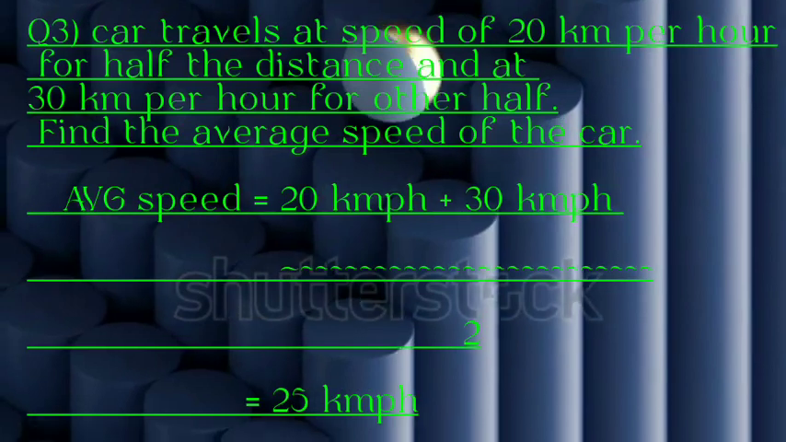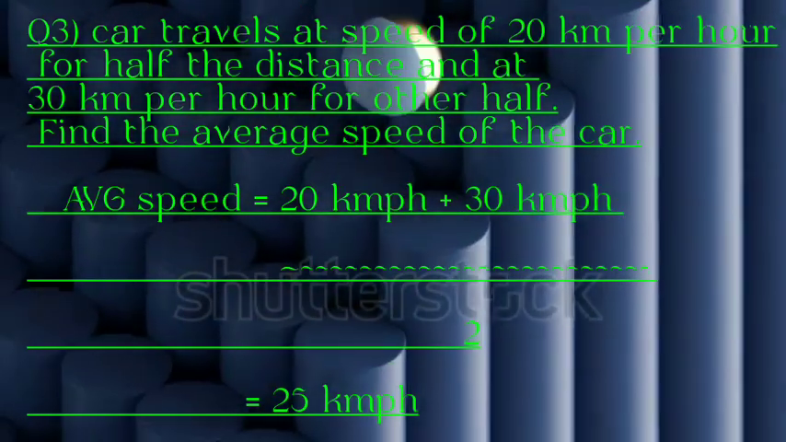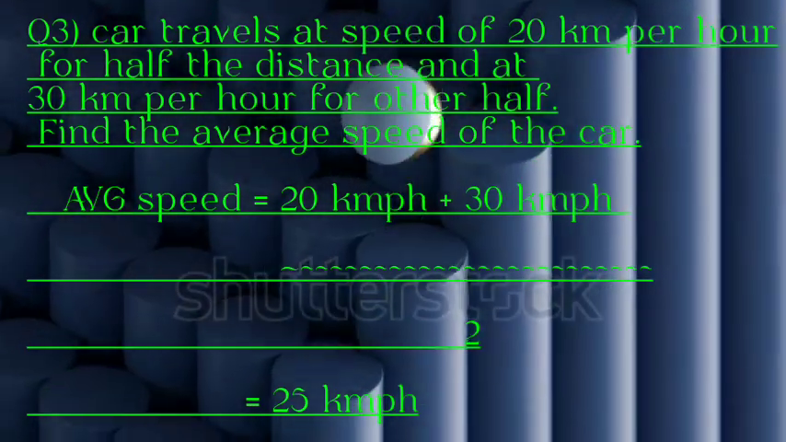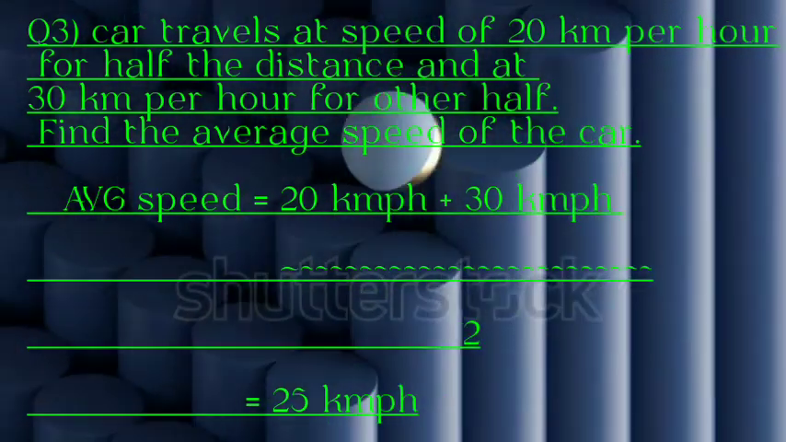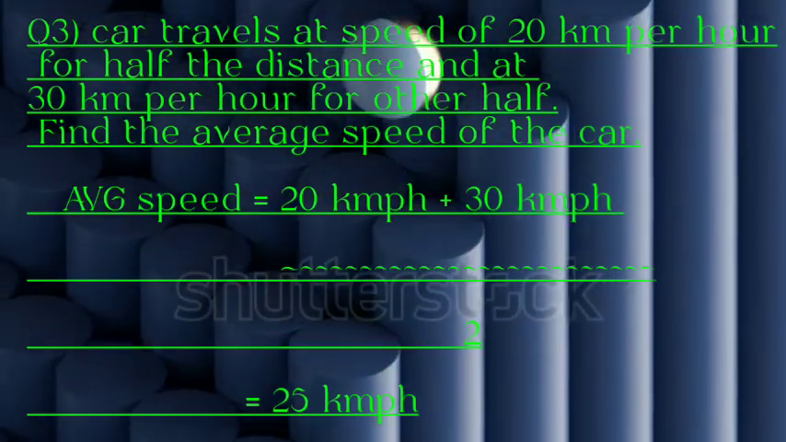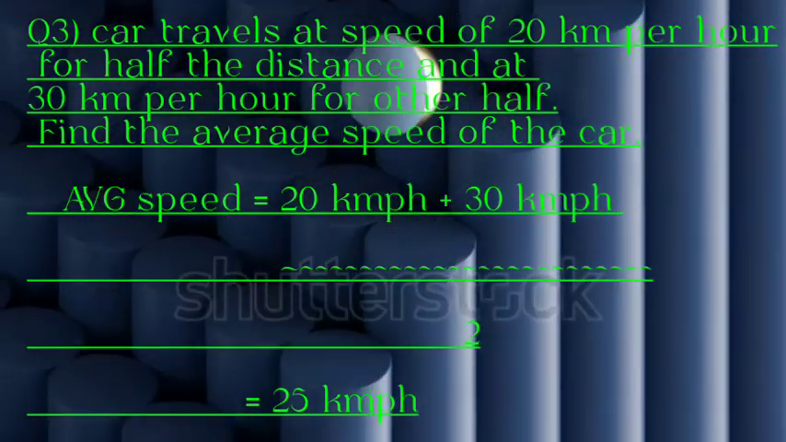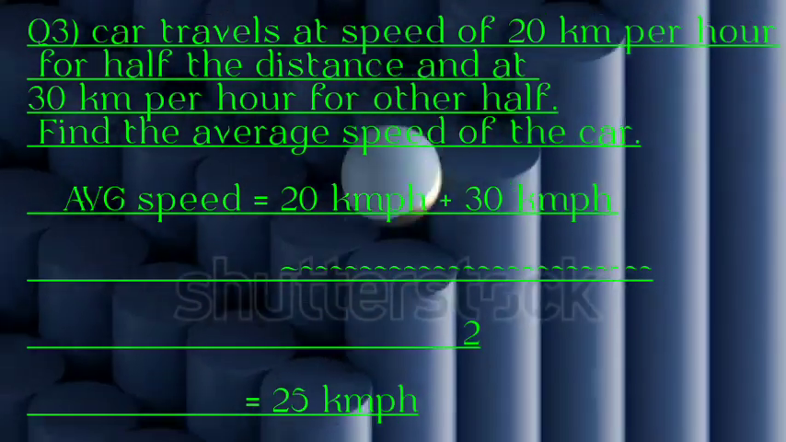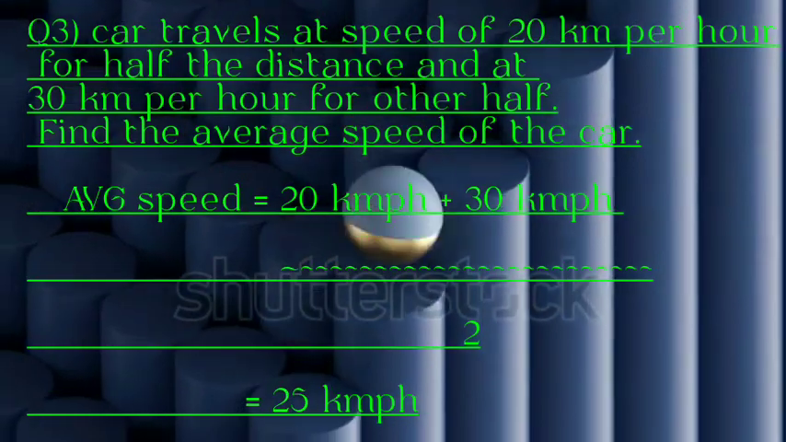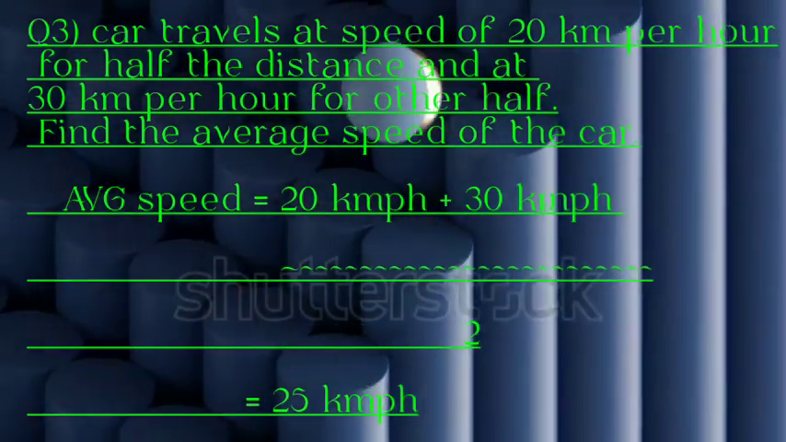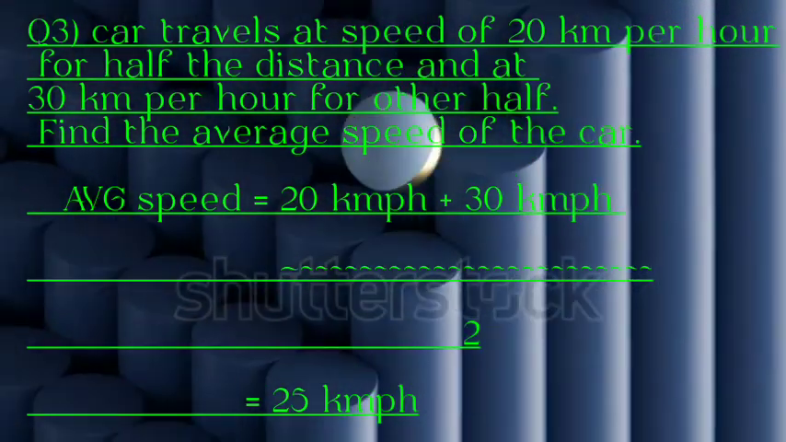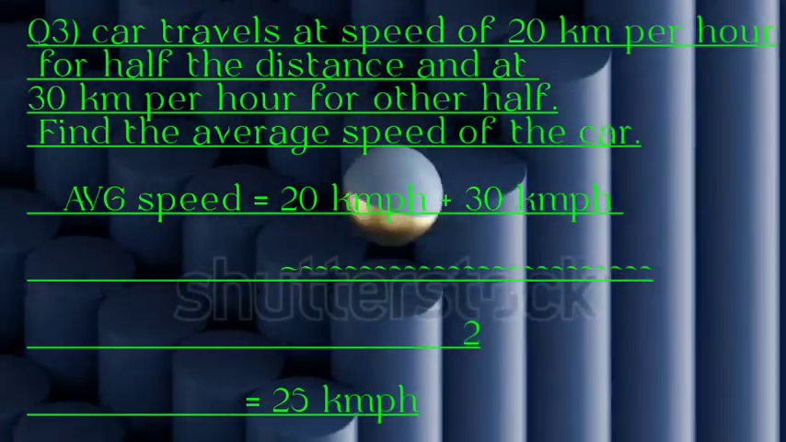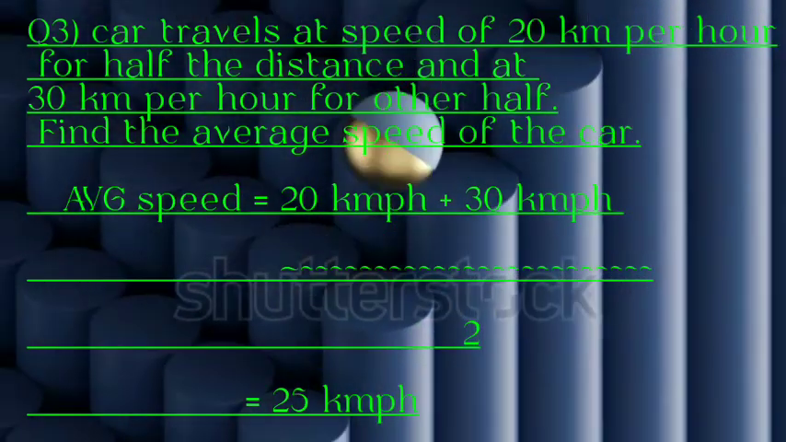Question number 3. A car travels at a speed of 20 km per hour for half the distance and at 30 km per hour for the other half. Find the average speed of the car. Solution. Average speed is equal to 20 km per hour plus 30 km per hour divided by 2, which is equal to 25 km per hour.